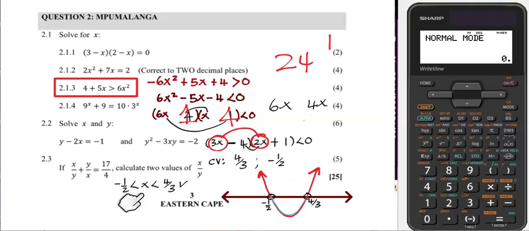Whenever it's between, the answer is like that. Smaller number on the left, bigger one on the right. I hope it's making sense. Is it making sense to you, dear friend? Yes. All right, here comes the exponent one.